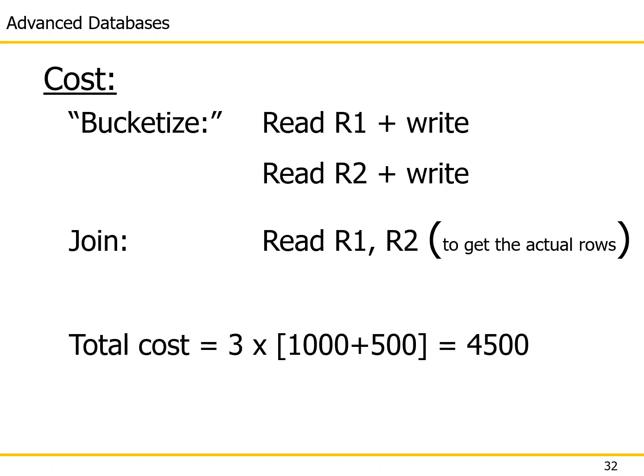In some textbooks, if you are consulting other textbooks than the course textbook, you will find that they also add the cost of reading the bucket from disk to do the match. So again, let me revise this. If you look at the first line after the title, it says bucketize, read R1 plus write. What are we referring to here? Reading all of R1 to be able to build the hash table. And then writing here means writing the hash table to disk. And then reading all of R2 to bucketize, or build the hash table, and then writing these buckets back to disk.